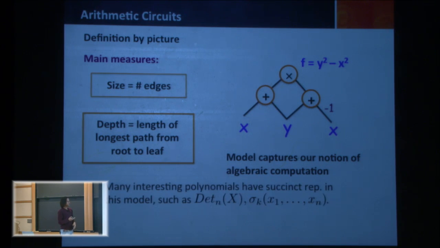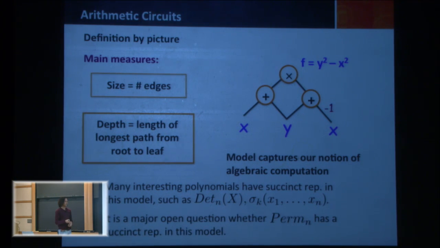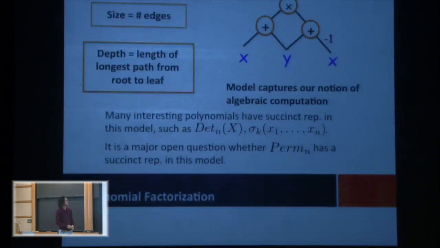Now, this model is interesting because many interesting polynomials have succinct representation in this model. For example, the determinant, because we have Gaussian elimination, or you can compute the symmetric polynomials due to Ben-Or, a very simple circuit that computes the symmetric polynomials. And it's a major open question whether the permanent polynomial has a succinct representation in this model. Succinct means a small circuit, a circuit of polynomial size. So whenever I say small in this talk, it will mean polynomial size in a certain representation. But we won't be talking about this question today.